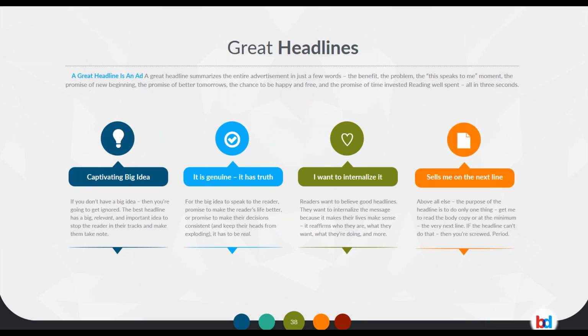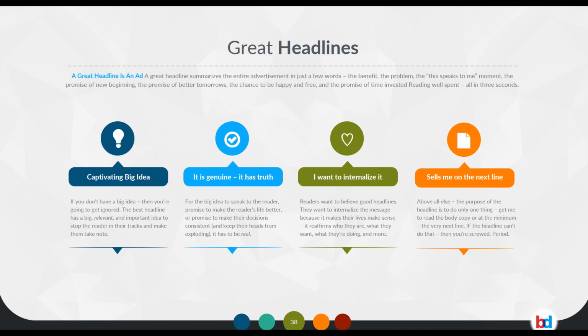I want to read a good headline as much as you want to write a good headline. And if it reaffirms who I am, what I want, what I'm doing, telling me that I'm okay, telling me to keep doing what I'm doing, even better. The headline has to make me want to internalize it.